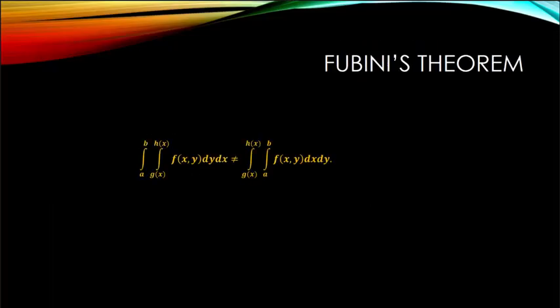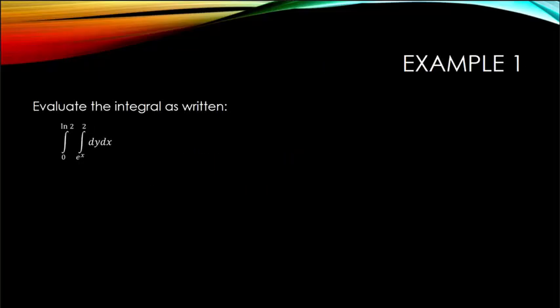Fubini's theorem tells me that the integral from a to b of the integral from g of x to h of x of f of x y dy dx is not equal to the integral from g of x to h of x of the integral from a to b of f of x y dx dy. In other words, on my general region, the interchange of my integrals with the respective variables of integration are not generally equal. So let's look at an example.